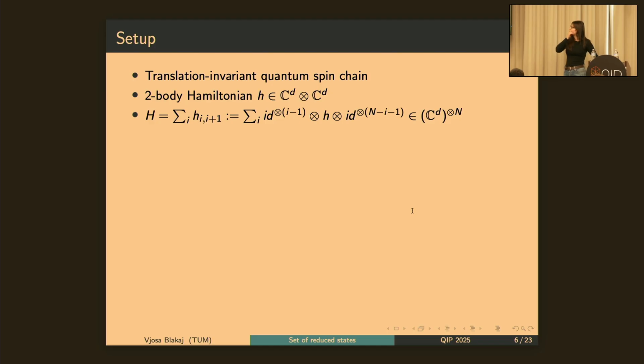What we are also using in our work is that we consider only nearest neighbor interacting Hamiltonians, which I denote by H. And the total Hamiltonian of my system is just going to be the sum of H_{i,i+1}, so spin i and spin i+1, so that the Hamiltonian acts non-trivially only on these spins, i and i+1, and everywhere else as identity.